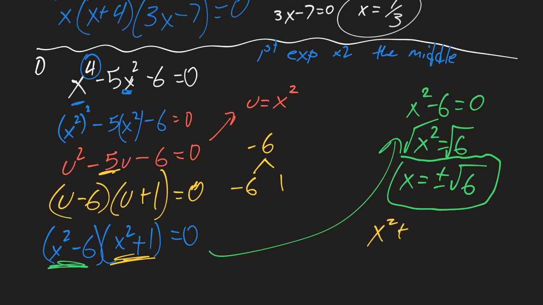X squared plus 1 equals 0. X squared equals negative 1. Wait a minute, when is a square a negative? Well, even if we forgot that, as soon as I take this square root, we get no solution from this one. So basically, we just get to throw this one out. But this is my solution, plus or minus square root 6. Okay, so that is solving using factoring, right? We're using all these factoring techniques to get us to the zeros for these problems.